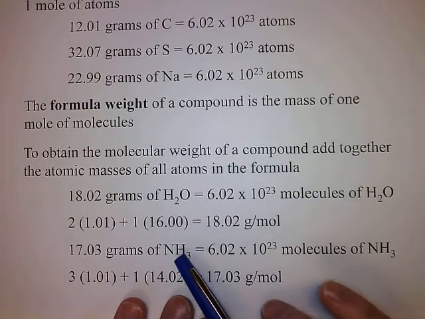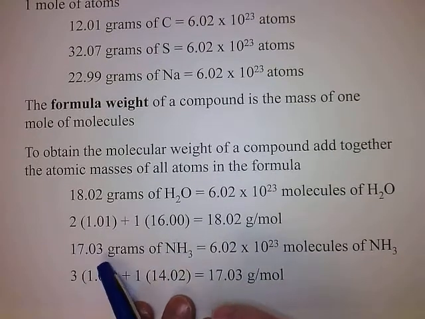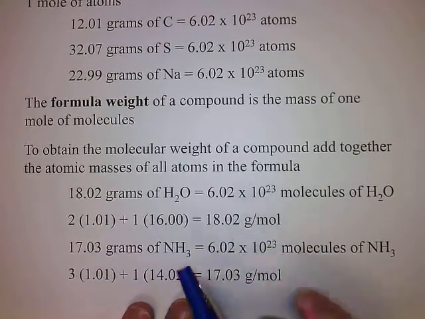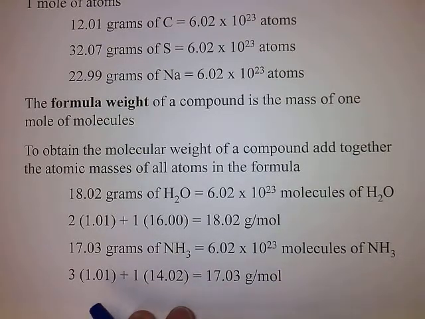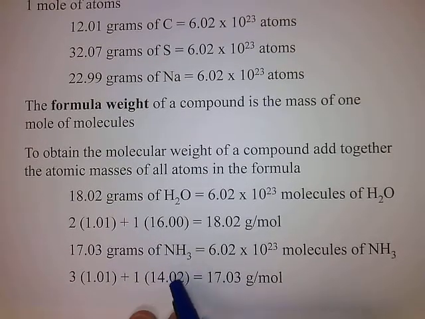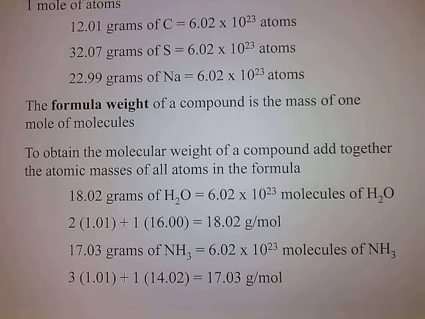For ammonia, it takes 17.03 grams to make a mole of ammonia molecules, right? So that's 3 times 1.01 plus 14.02, that's the nitrogen. That's 17.03 grams per mole.